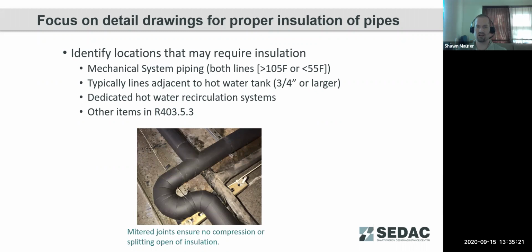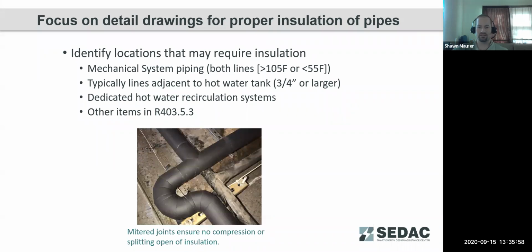Typically, lines adjacent to the hot water tank will also have insulation on them. As you get out into the distribution system, there's not as much insulation on those lines that connect to faucets. But there should definitely be insulation, especially right by that water heater where the water is going to be the hottest. For dedicated hot water recirculation systems, the entire piping system should be insulated except those brief connections from the circulation loop to a fixture. And then there are some other items called out in section R403.5.3 for required insulation.